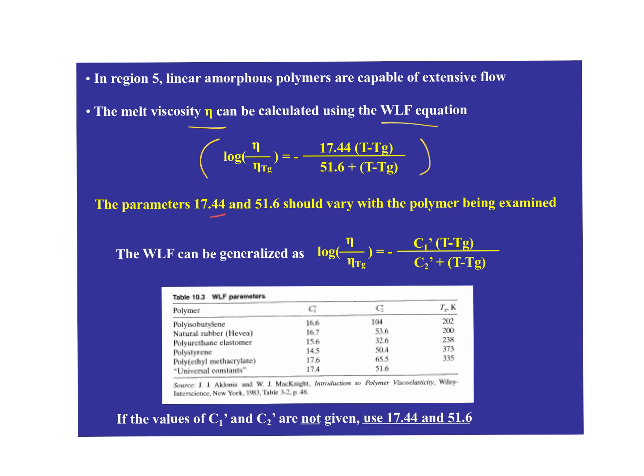And the parameters 17.44 and 51.6 should vary with the polymer being examined. Not always. In a lot of the problems I'll ask you to work, we just work with 17.44 and 51.6. But if necessary, we can use the parameters C1 prime and C2 prime.